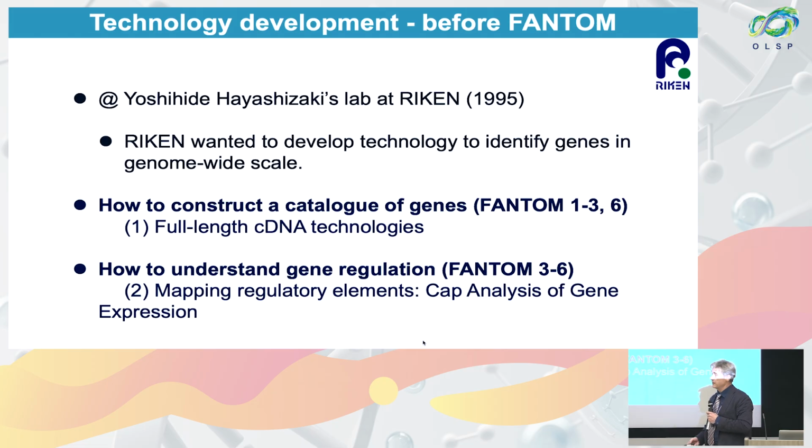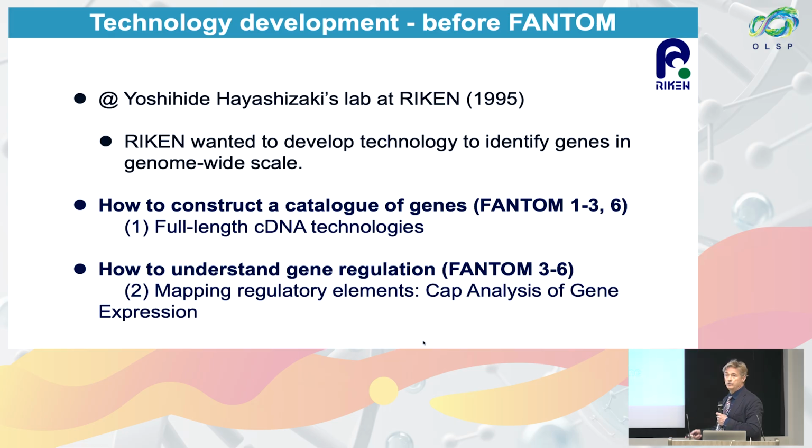I joined RIKEN in 1995 with the idea to develop technology to identify genes on a very large scale, and to provide originality, to really explore new ground, I decided to develop methods. One method to capture full-length cDNA, essentially to capture the full sequence of RNAs, and a second method to map regulatory elements, namely promoters and enhancers.